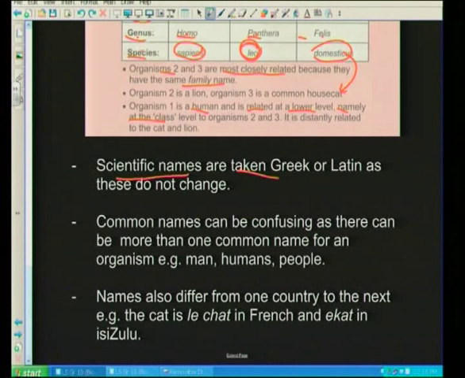Scientific names are taken from Greek or Latin, as these do not change. Common names can be confusing, as there can be more than one name for an organism. Example, man, human, people. Names also differ from one country to the next. Example, the cat is le chat in French and ikati in isiZulu. Therefore, if we use different names for the same organism, it can be very confusing. Names of organisms need to be standardized.